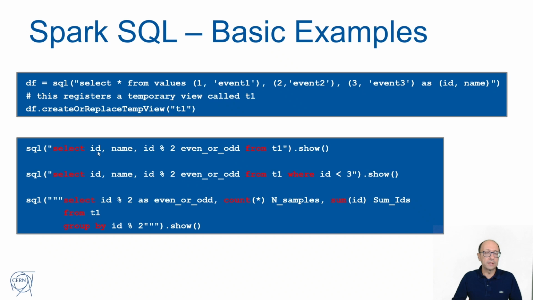The first one just selects the 2 columns and creates a 3rd column, which is computed from an expression. And then with show we can see the data. In the demo we will run this. Another operation adds a filter where ID is less than 3. And a 3rd example will just do some group by, where we can count the number of samples and we can sum them. So an increasing order of complexity.